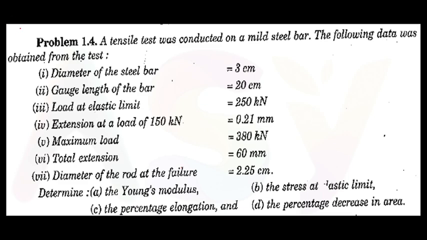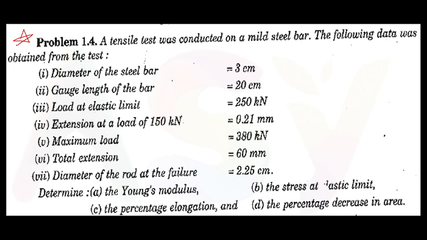Very important question from exam point of view. It was also given to you in the assignment. So, a tensile load test was conducted on a mild steel bar. The following data is observed. You can pause the video and see all the data. Determine Young's modulus, stress, percentage elongation and percentage decrease.